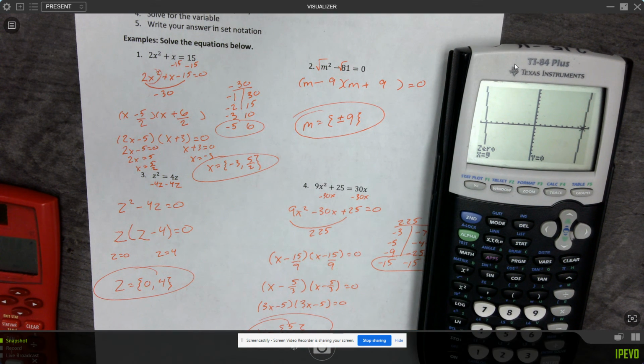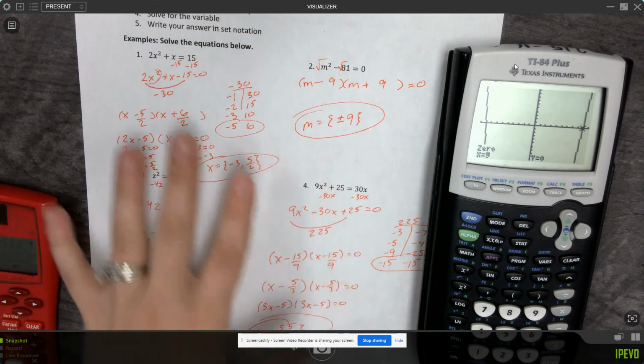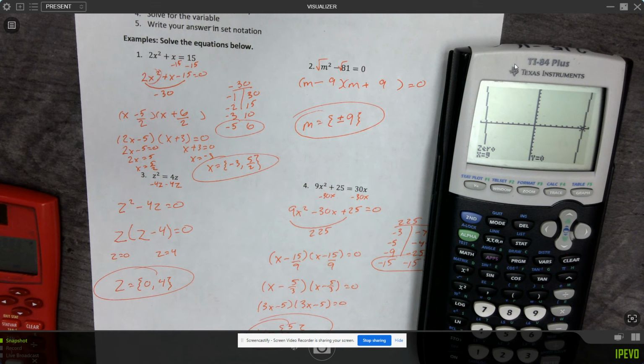So you can check these. You're going to be allowed to check them on your quizzes and your knowledge checks. But you have to have the work here. The calculator is just to help you check to make sure you are correct.